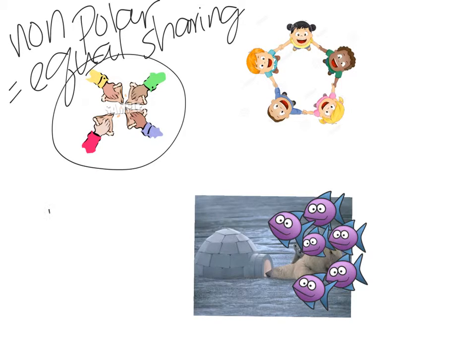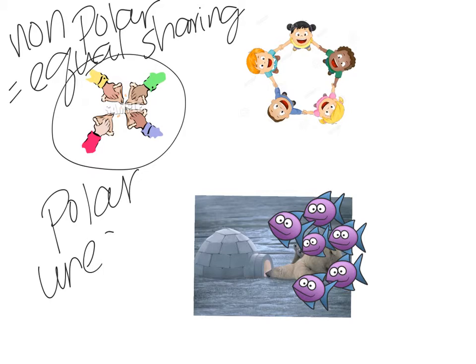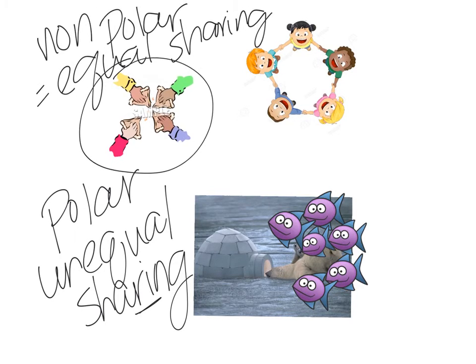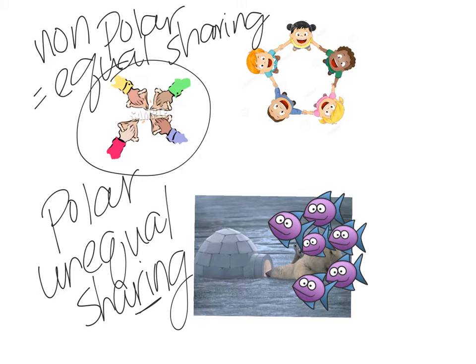So when the polar bear is around, it is unequal sharing. So does that help? So think, when the polar bear is around, the polar bear is hogging all of the fish, okay? It's unequal sharing. But when there's no polar bear around, then everybody is sharing equally and we're all smiles. Okay, so hopefully that helps.